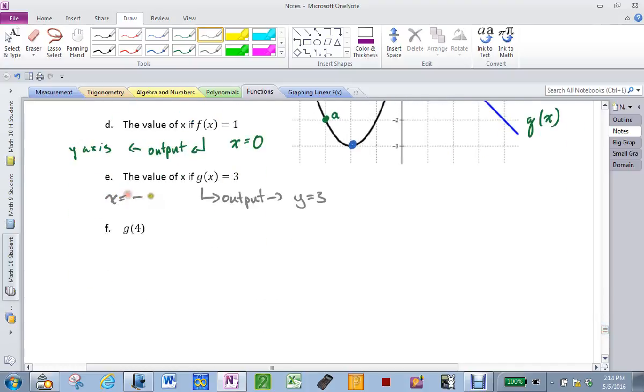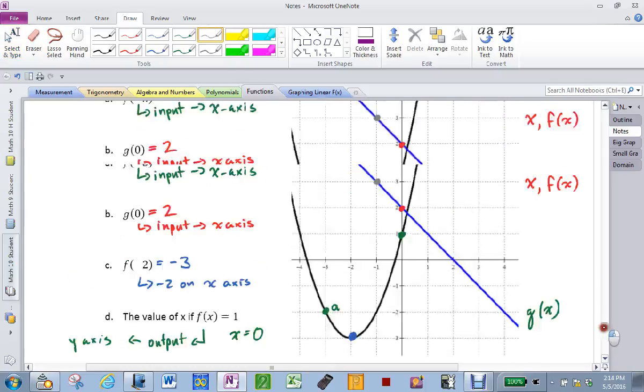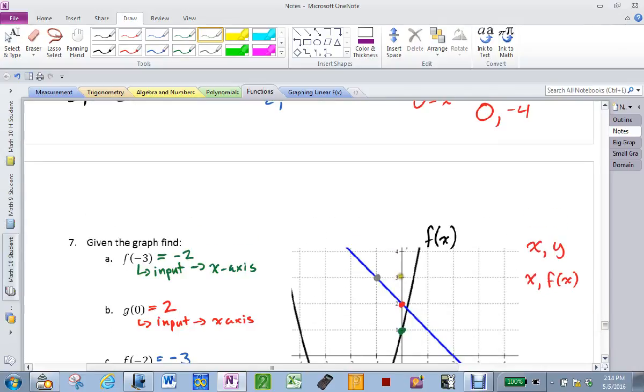X equals negative 1. Everyone cool? I did that kind of different. I got the same thing. Just put it down here. Well, that's wrong. So I go up? No, you go to the output of 3, Vanessa. Output is on the y-axis. You got to go up to 3.